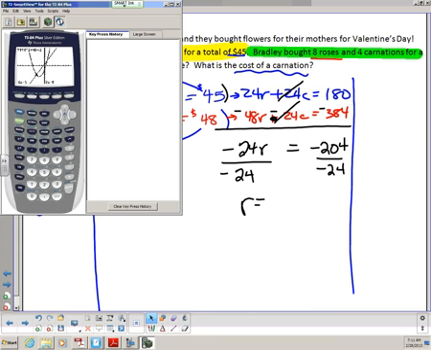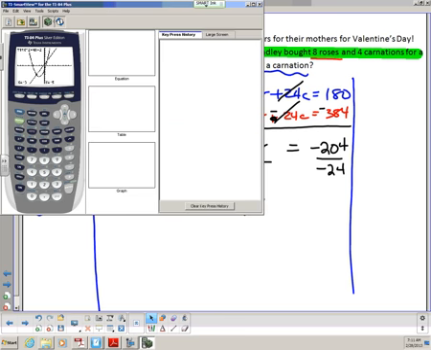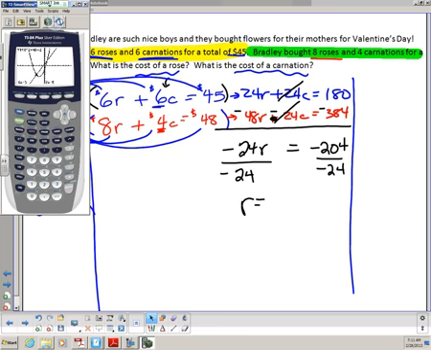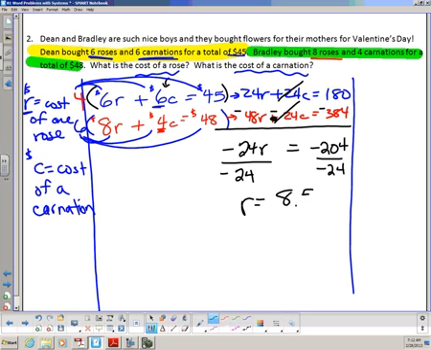Okay, whoops, the wrong button. There we go. Okay. So here's what we have. I have to do negative 204 divided by negative 24. And that gives us $8.50. So a rose costs $8.50. Because let's keep in mind, the R is the cost of the rose, not how many roses you're buying. So there's R.